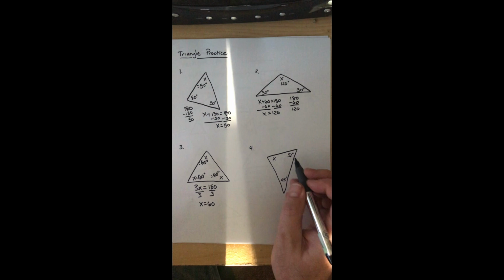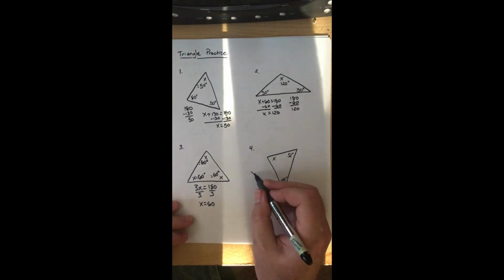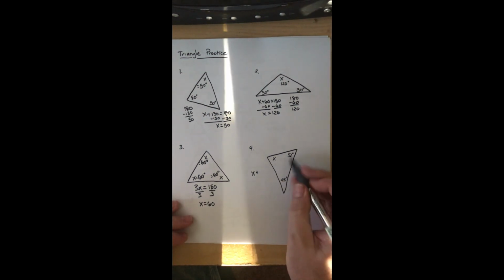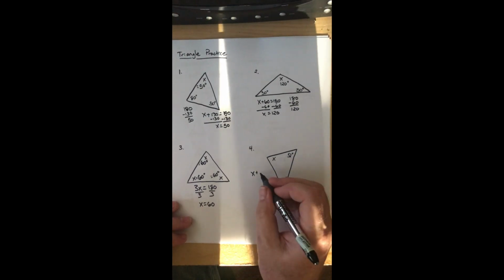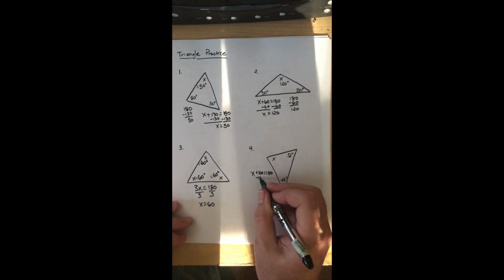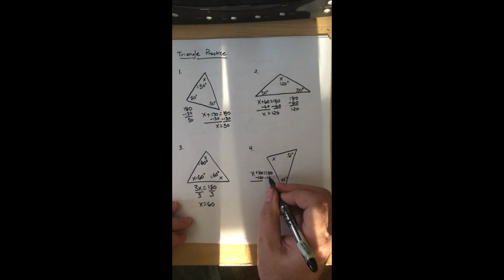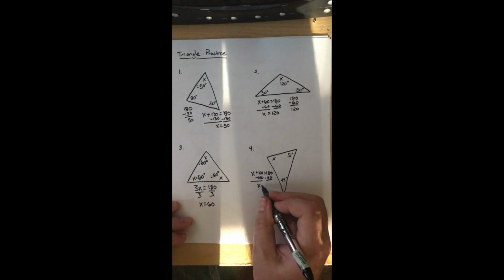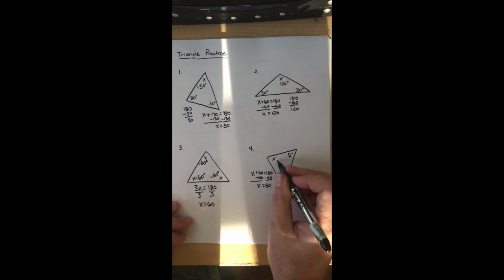And the last one, x plus 52 and 48, that's 90, and 10 more, so that's 100. Equals 180. Take away the 100. Get x equals 80. Okay.